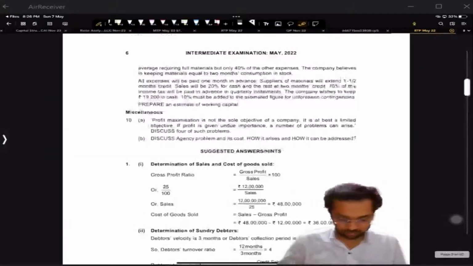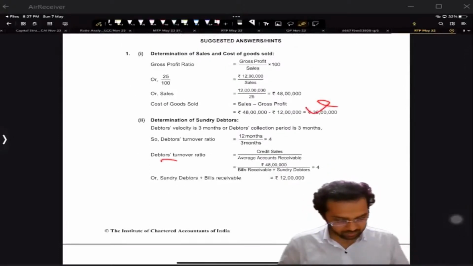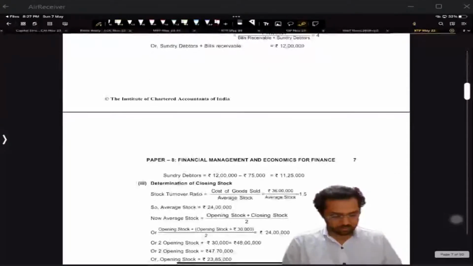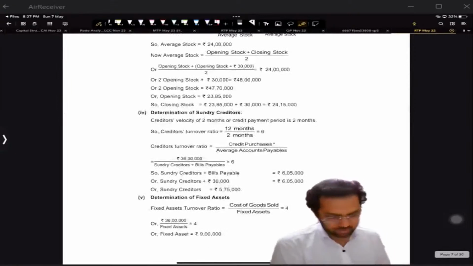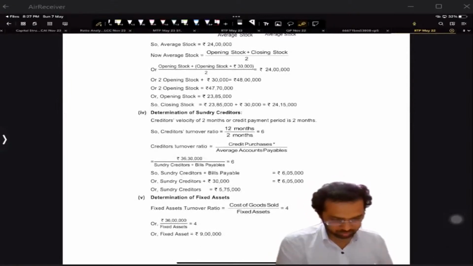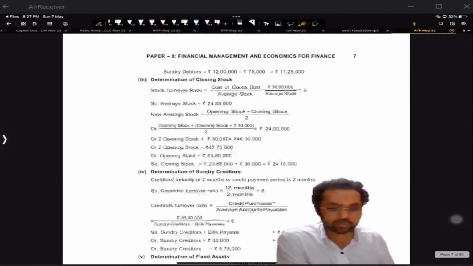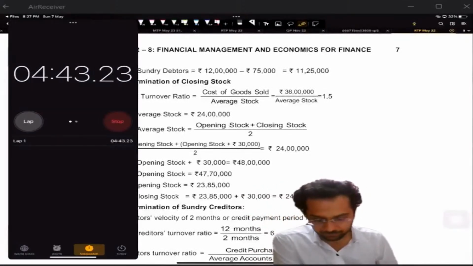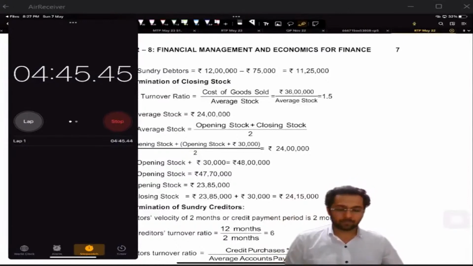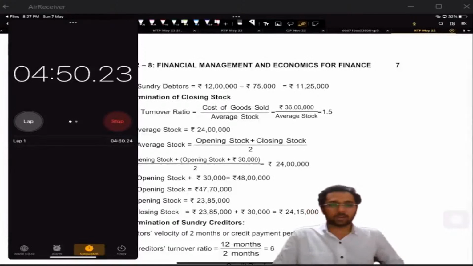Just verify the answers. We got the COGS, we get the debtors as 12 lakh. We get the opening and closing stock, and then you have 24 lakh average stock. Creditors should be 5.75 lakh. Fixed assets should be 9 lakh. So it's a pretty easy question to be solved within 5 minutes. You can just try out the other questions from the past RTPs and MTPs for your practice.